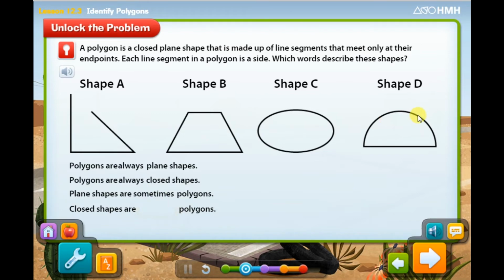Okay, shape C and shape D are closed, but they are not polygons. This means that sometimes closed shapes are not polygons. Shape B is a closed shape, and it is a polygon. Shapes C and D are also closed shapes, but they are not polygons. So closed shapes are sometimes polygons.